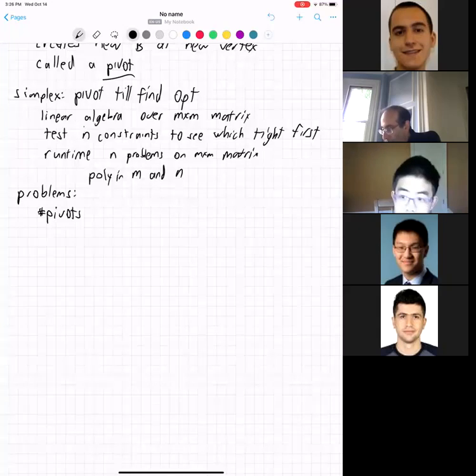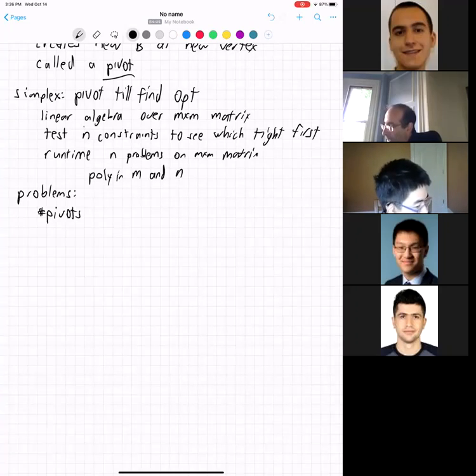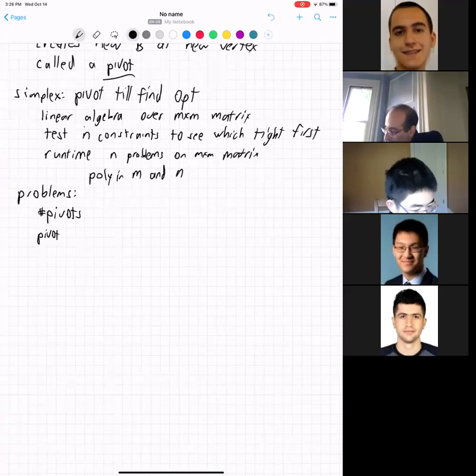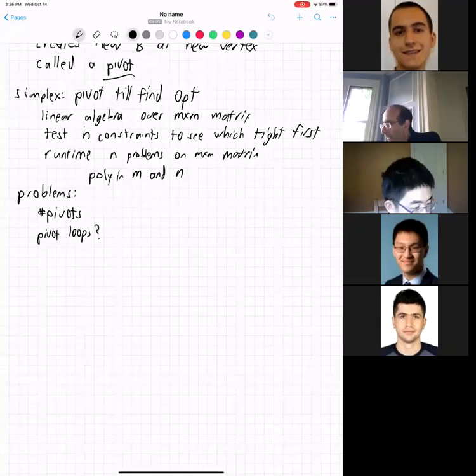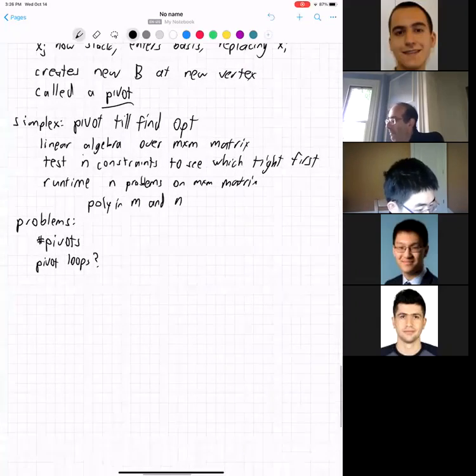It's kind of similar to the number of pivots, but like kind of infinite pivoting. Like you could loop, it seems. Right. So actually, that's a very good question. Can we have loops in pivots? How would a pivot loop arise? I mean, it wouldn't, because every time we're doing this, we're improving. So, you know. Actually, let's be careful about that.